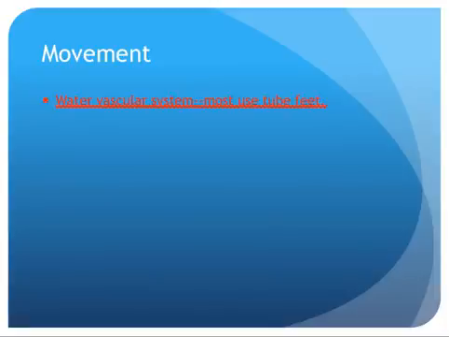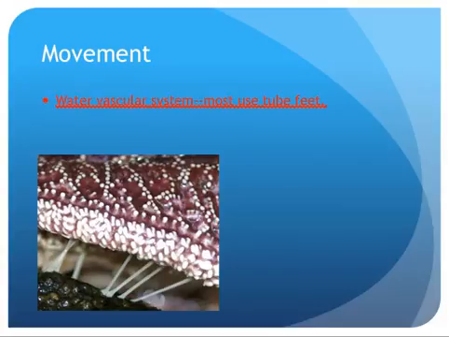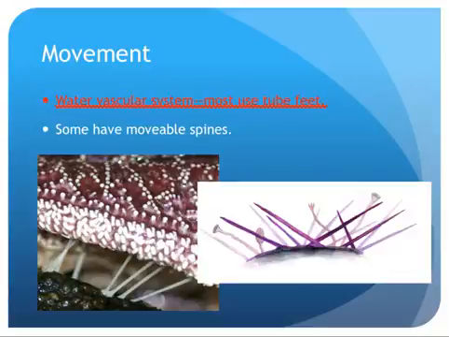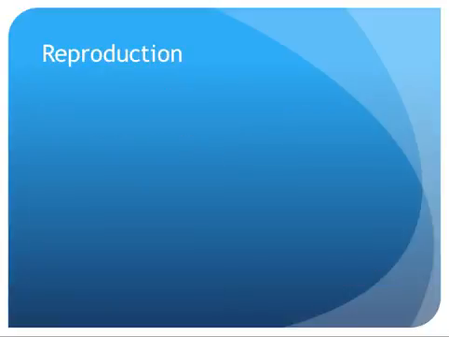For movement, they use the water vascular system. They use their tube feet. So there's some tube feet. Water has been forced out of them, and they are suctioned onto this rock. And then more water will be let in, and they'll release and be able to move again. Some echinoderms have movable spines, like sea urchins. Some sea urchins have movable spines that help them move as well.